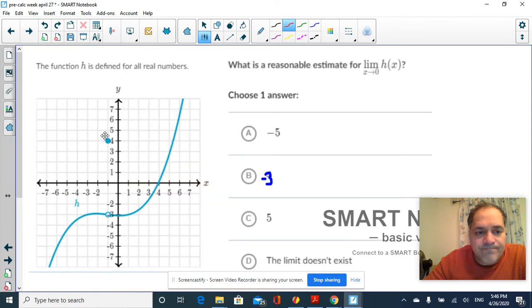So what's the limit of this function at x equals 0? You have to go to x equals 0. Where is x equals 0? Yes. What's the limit of the function? If you look at x equals 0, what is the value we have here? Yes, it's negative 3. So the limit at x equals 0 is negative 3.